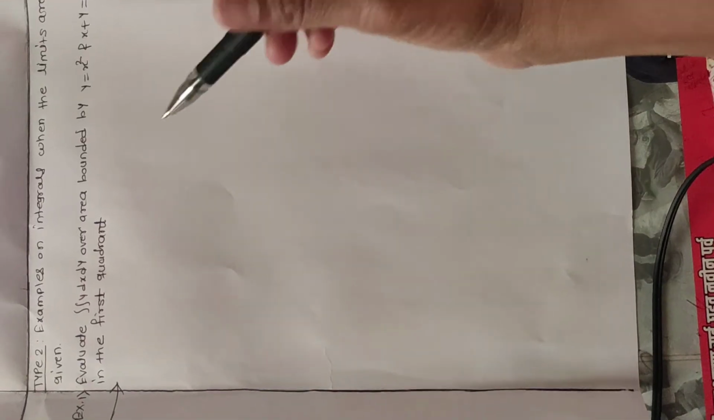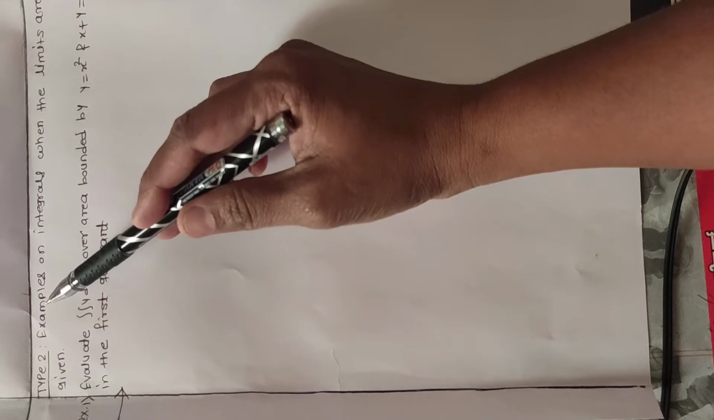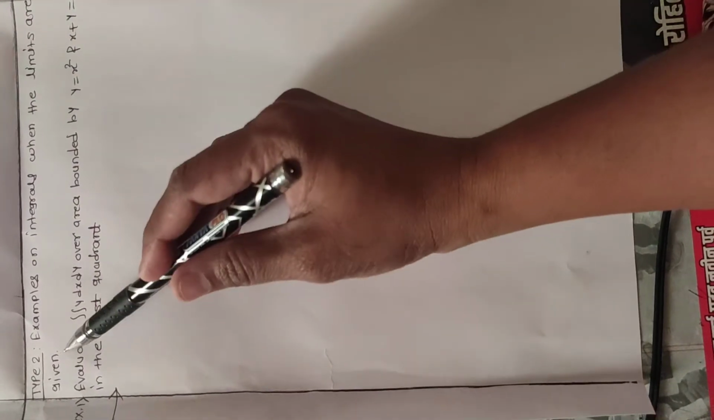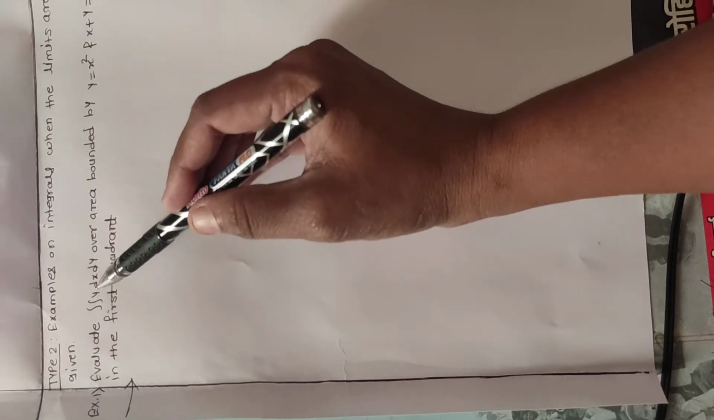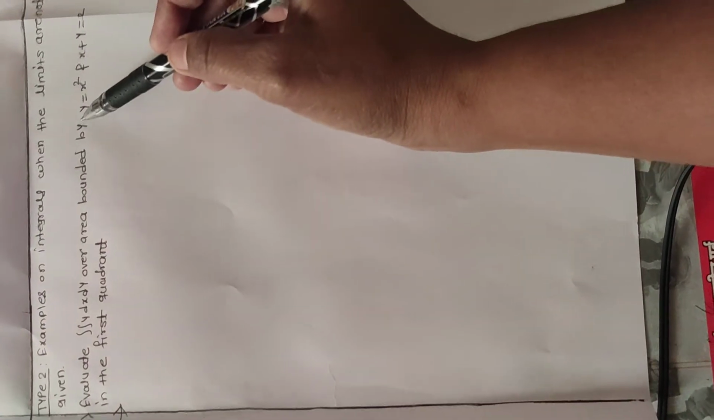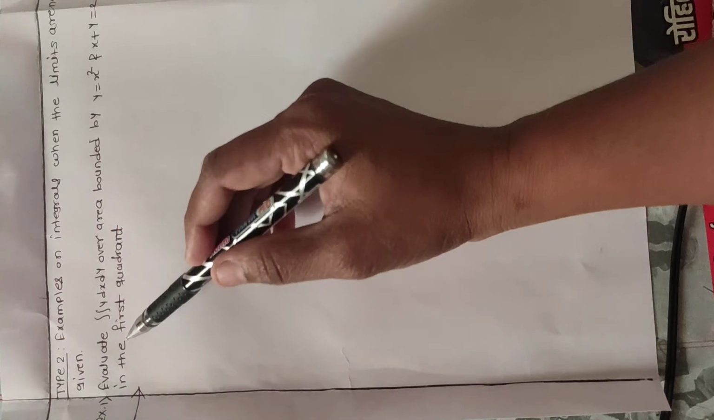Students, now we will start type 2 of the double integral. Type 2 is examples on integrals when the limits are not given. See here one example. Evaluate the double integral of xy dx dy over the area bounded by y equal to x square and x plus y equal to 2 in the first quadrant. So we have to simplify this example.